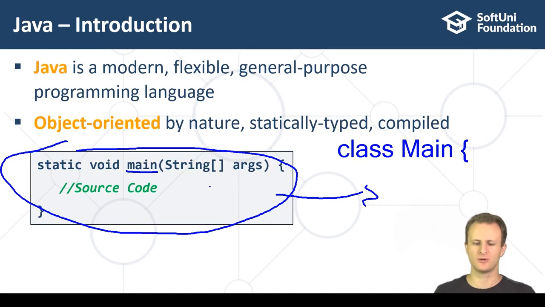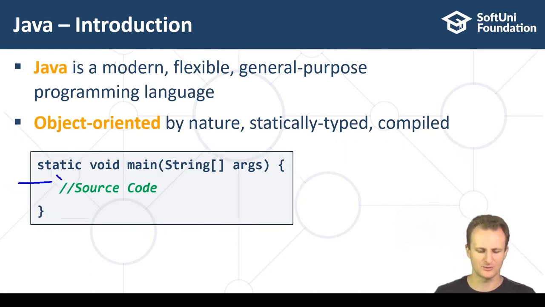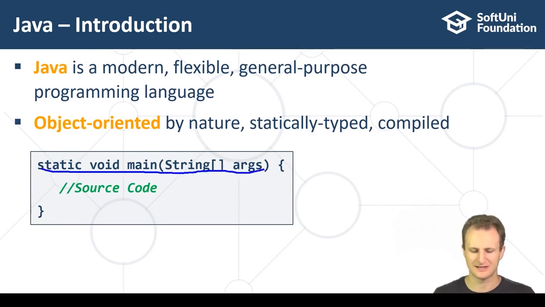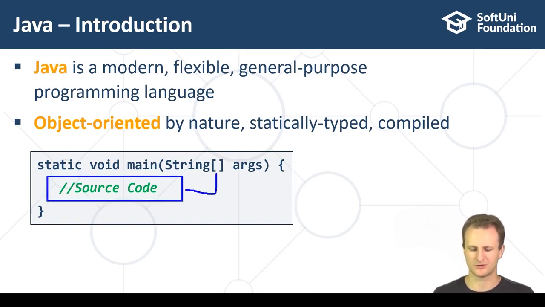This is the entry point of every Java program, meaning that it doesn't matter what code you have in your program, it will always start from here. It will compile everything else, but the execution, the runtime of your program will start from here, from the first line inside this static void main method. Okay, and here, of course, we now write our source code so we can implement Java code.